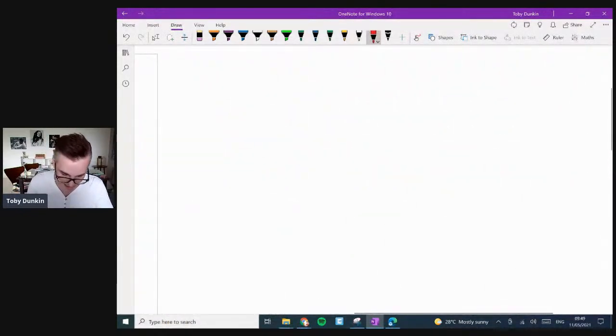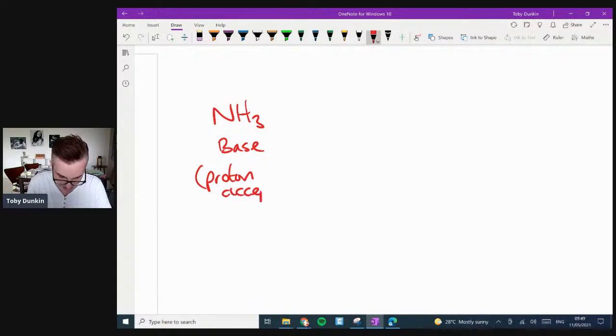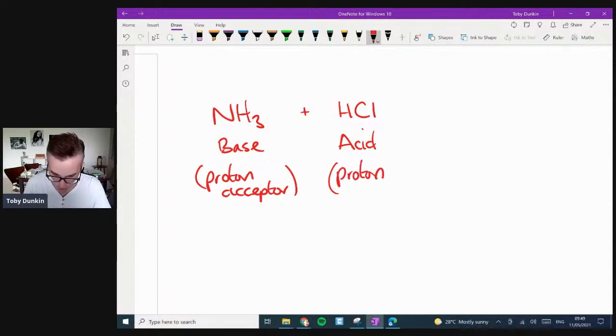So just to show you why this is, ammonia is the base. So ammonia is NH3 and it's a base, and we can put underneath that proton acceptor. Yeah, that's the definition by Bronsted-Lowry of a base. It is a proton acceptor. It can accept H+. Now we're going to add an acid to it, like hydrochloric acid. Let's add HCl, and this is going to be our acid, and this is a proton donor.